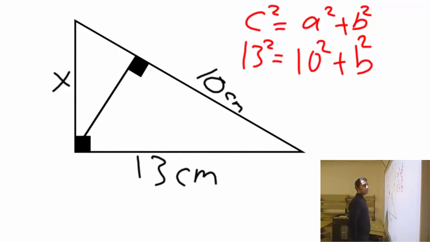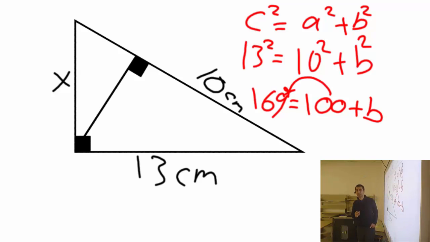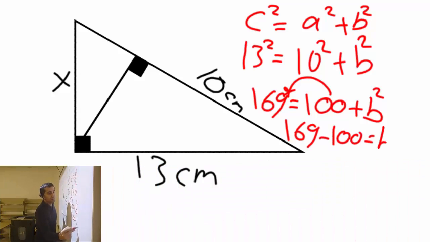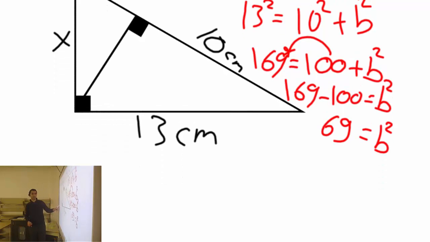13 square is 169 equals 100 plus B. 100 will go to the other side as a subtraction. I'm sorry, I forgot the square here. And it will become 169 minus 100 equals B square. B square is 69. And remember, we always want to know what the B is, not B square.